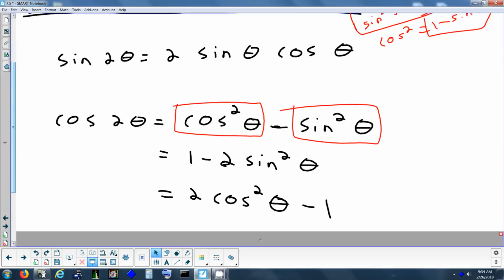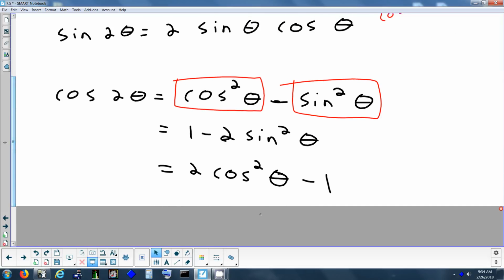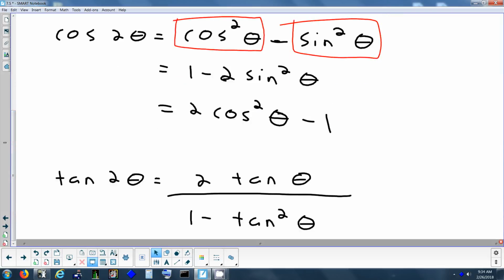So if I was making a reference sheet, if I had enough room, I would put all 3 of these on it. If I didn't, I would just put the first one and remember the Pythagorean identity and how I can get the other 2 if I need them. Those are the 2 that we use most often. Okay. I'm going to give you the tangent one. Honestly, on the test though, I'm not sure that there's going to be any problem with tangent 2 theta. But since I'm giving you the double angle identities, I'll give you all of them. But I wouldn't worry too much about tangent 2 theta.